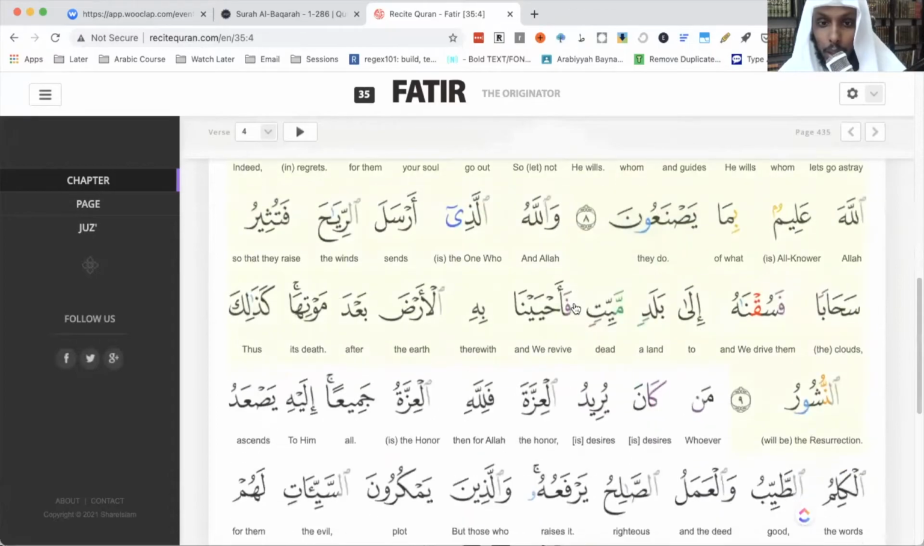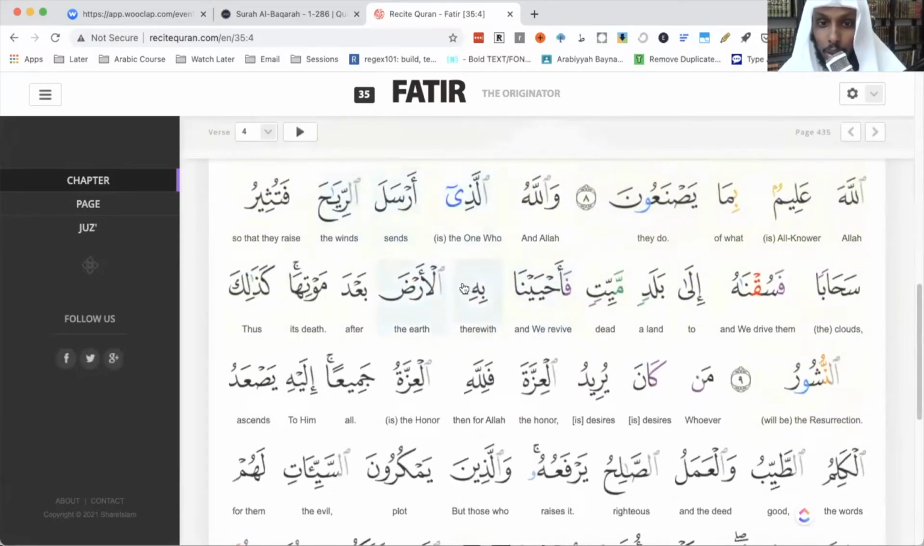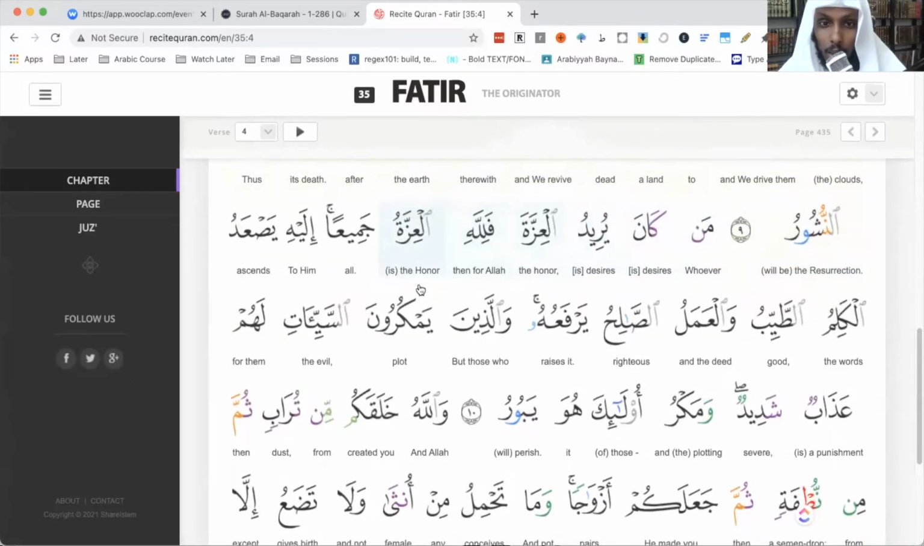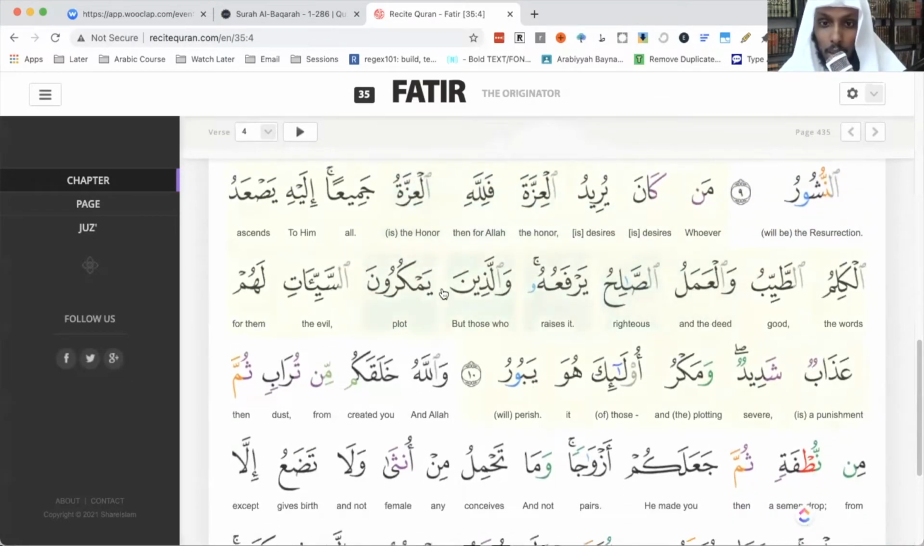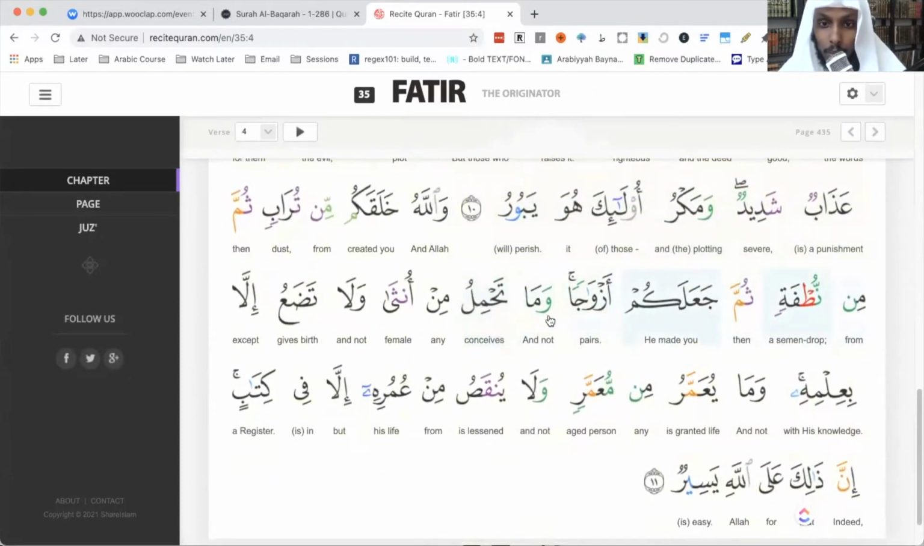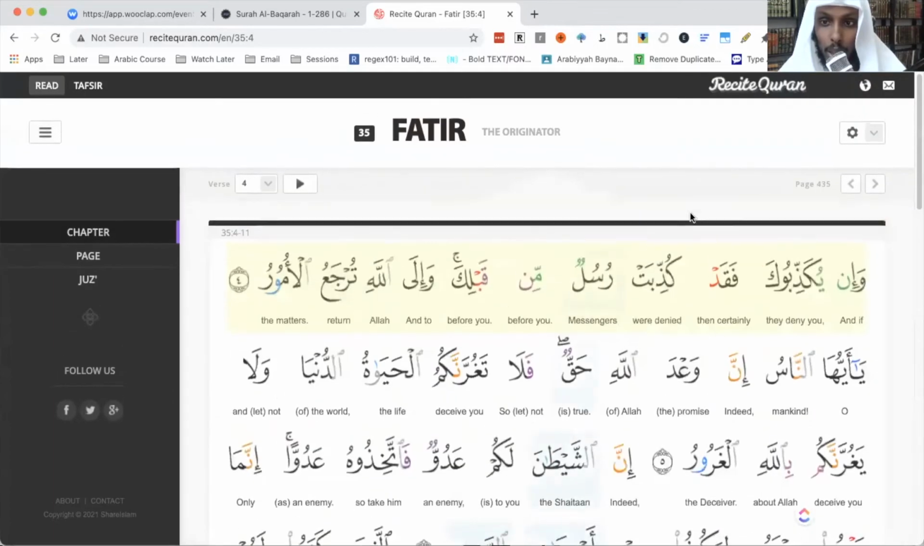Okay, let's see if we can find it on the second page. Al-rih, no. Al-ard, no. Al-nushur, again alif lam. Al-izzah, al-amal, al-salih, al-ladhina, al-sayyiat. All of these are alif lam. Okay, let's go to the next page.